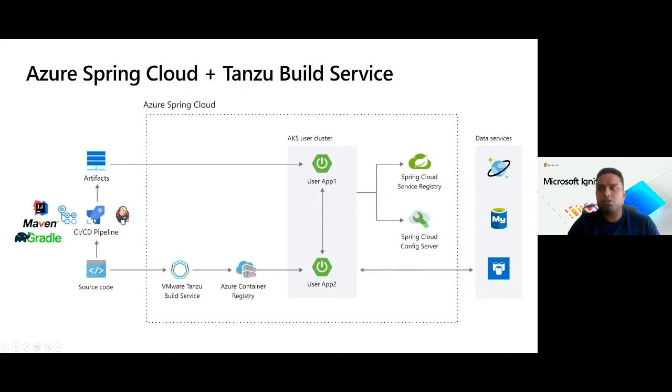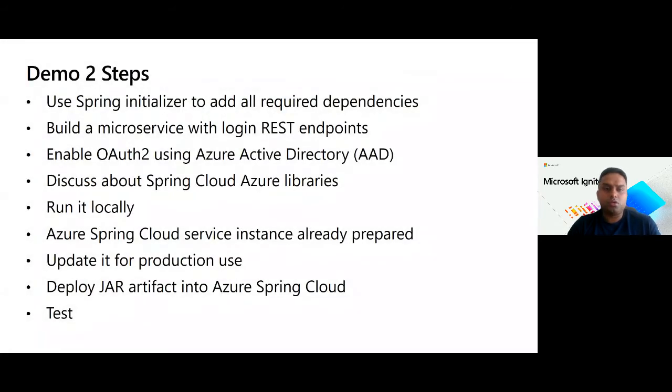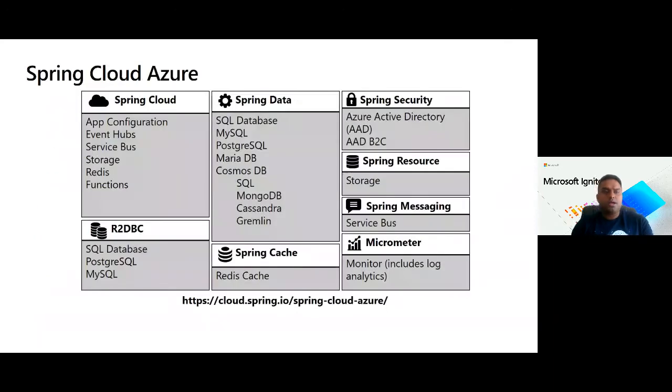In the next demo, I'm going to show you how to make use of some of the existing services from Spring Cloud Azure. And then what we will do is build a very plain, simple authentication service, making use of OAuth 2 and Azure Active Directory services. And we will take that straight into a production environment and see how it is working. So let's get kicking. Before I move into that, I just want to show you guys the Spring Cloud Azure ecosystem also. It has got a lot of awesome integration libraries.